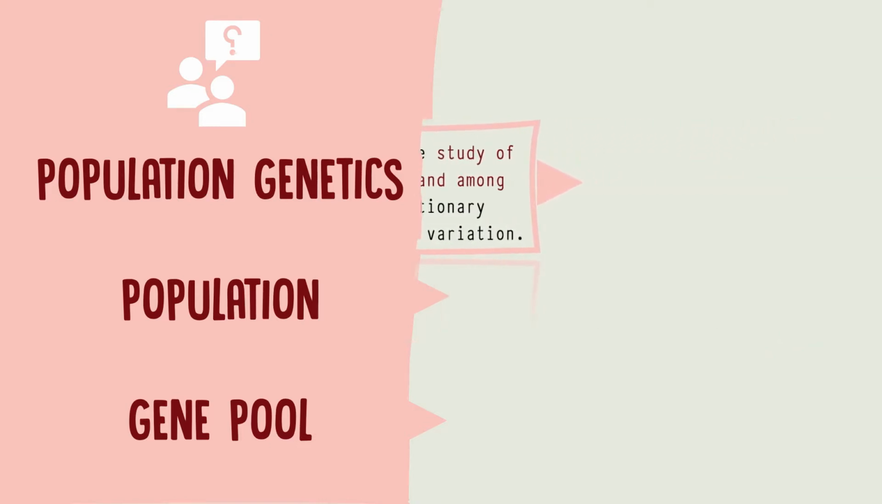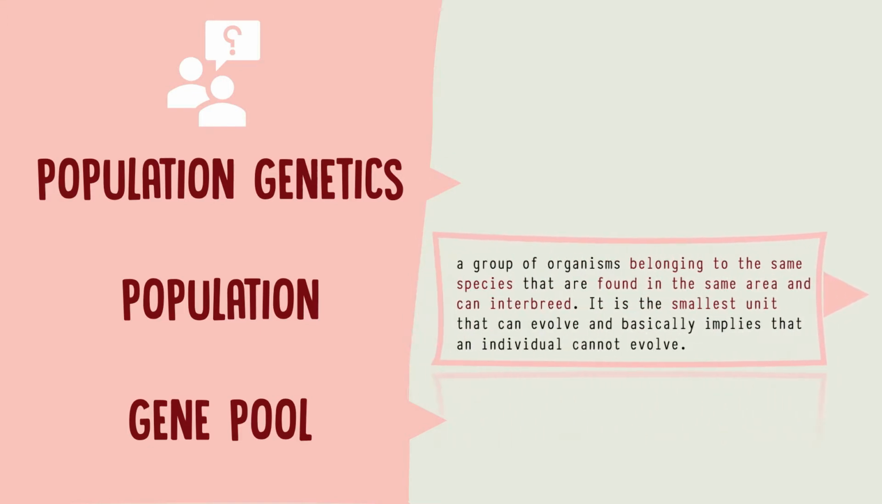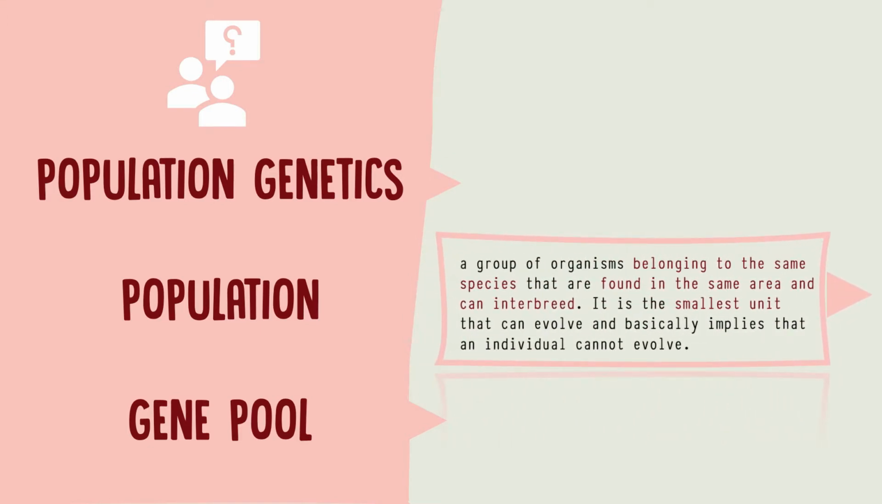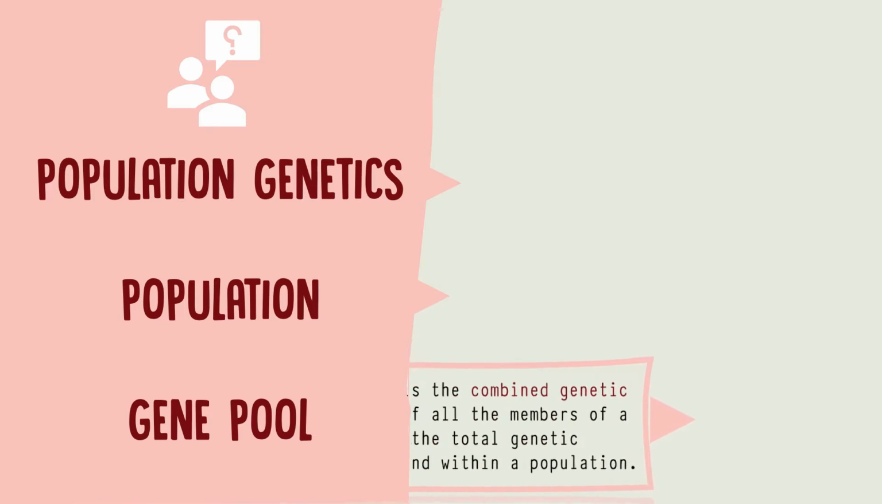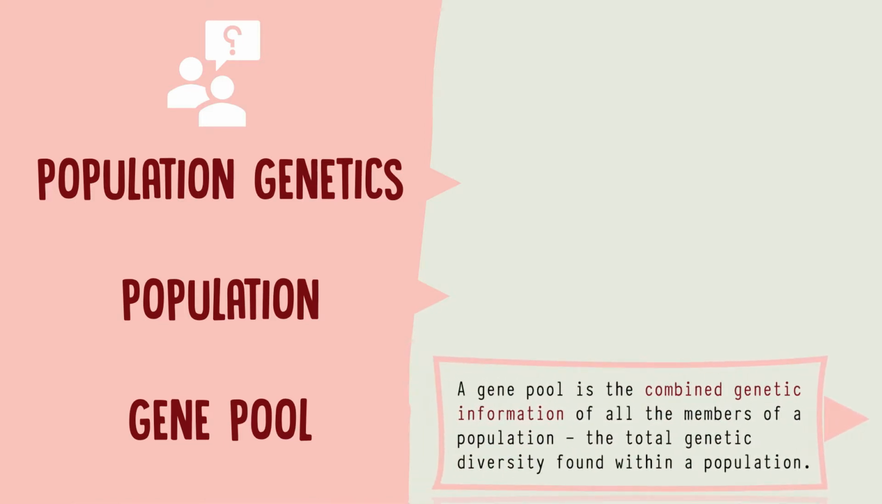But what is a population? A population is a group of organisms belonging to the same species that are found in the same area and can interbreed. It is the smallest unit that can evolve, and this means that an individual cannot evolve. A population also has this so-called gene pool. A gene pool is the combined genetic information of all the members of a population. Both populations and gene pools are dynamic, meaning they can change over time and space.